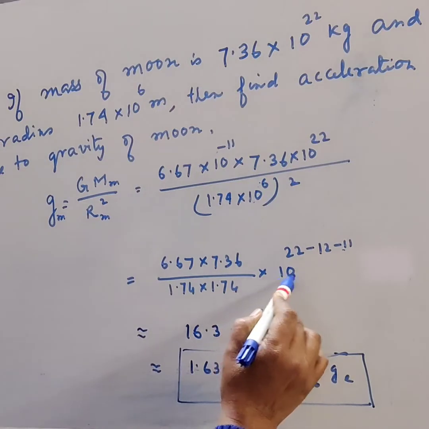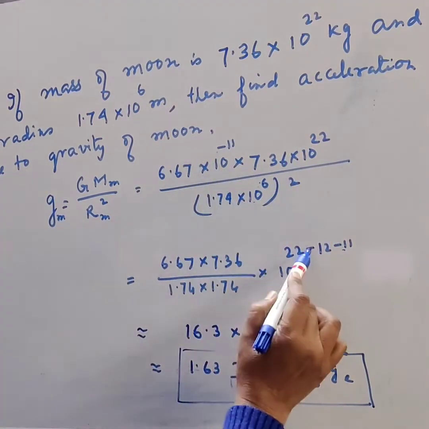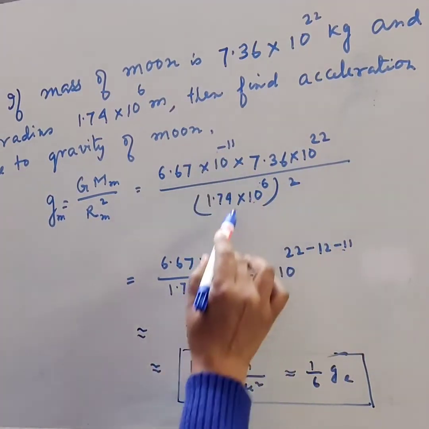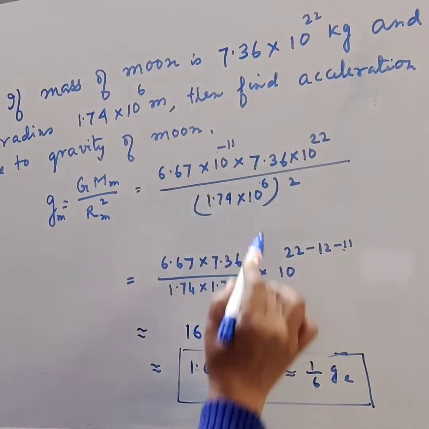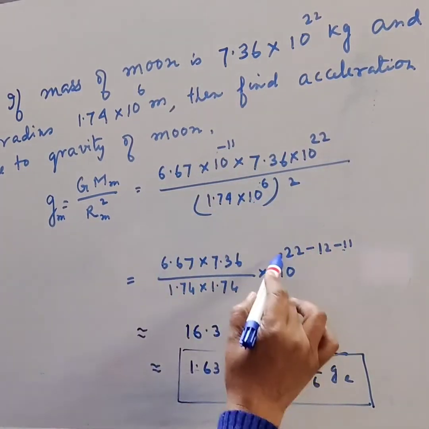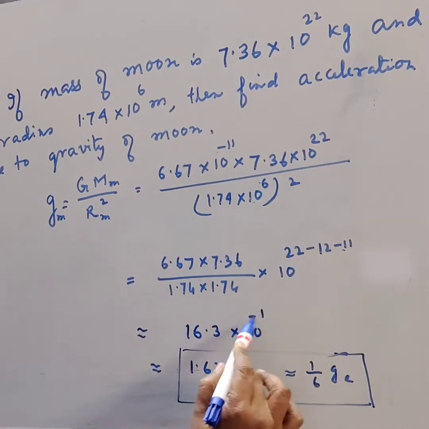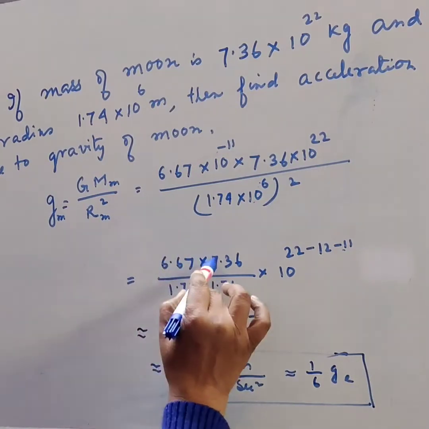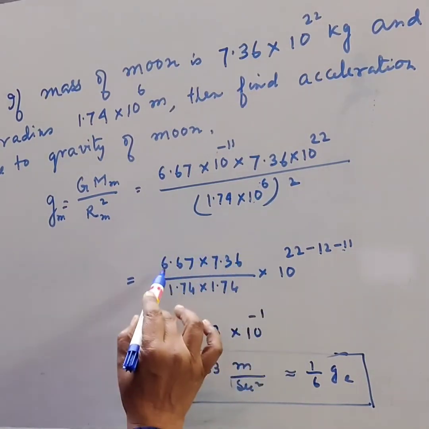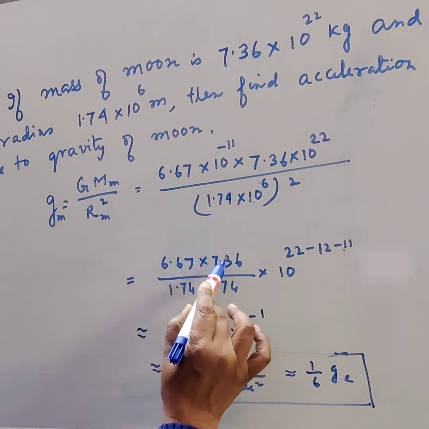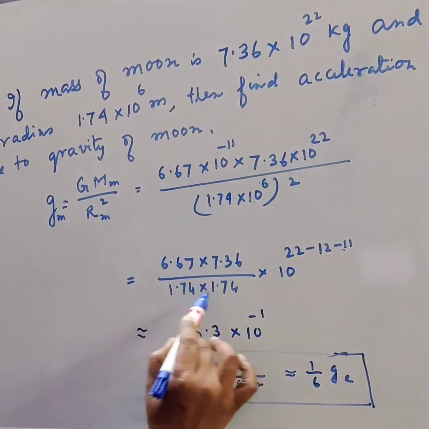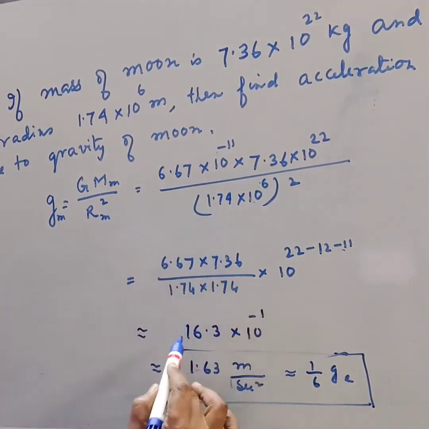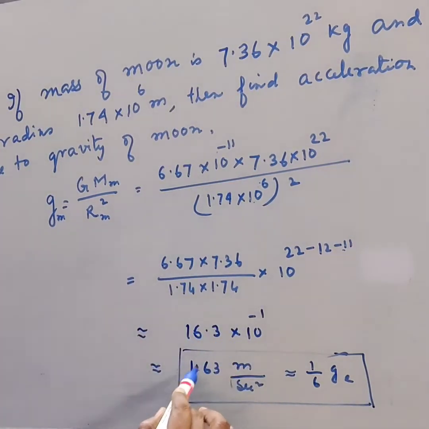And for the power of 10, when calculating, we are getting 10 to the power 22 for this, 10 to the power minus 11 for this, and this when it comes in the numerator will be 10 to the power minus 12. So as a whole it becomes 10 to the power minus 1, and after taking approximation, the points will cancel out. We are getting 67 into 74 divided by 17 into 70. After calculating this, we are getting 16.3, which is equal to 1.63 meter per second square.